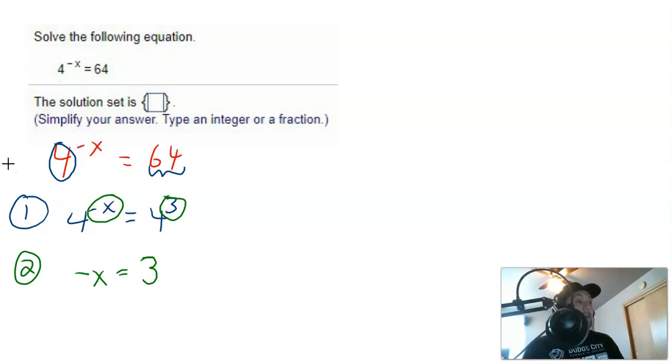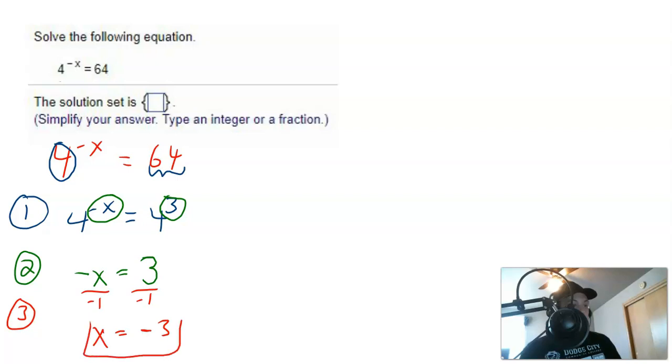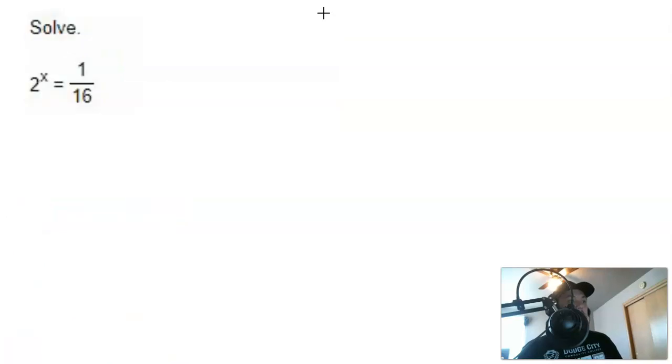All right, and then step 3, the easy part, is now you can solve this for x to solve the equation. So solve this for x. We divide negative 1 on both sides, and we get x is equal to negative 3. And there's our solution. So that's all there is to that. Let's take a look at another one.